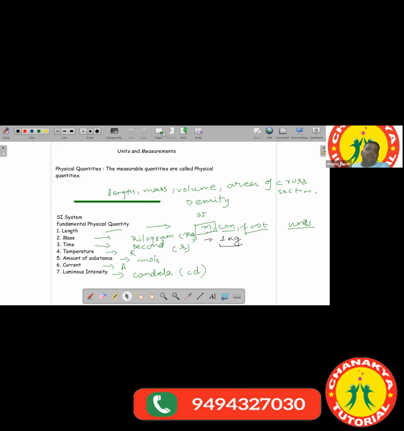Can you guess what the FPS system stands for? Foot, pound, and second. Yeah, foot, pound, and second. So FPS means foot, pound, second. CGS means centimeter, gram, and second. You have the MKS system, meter, kilogram, second. Okay. So these are the different systems of measurement. But here, throughout our studies, we will be referring to the SI system of units.